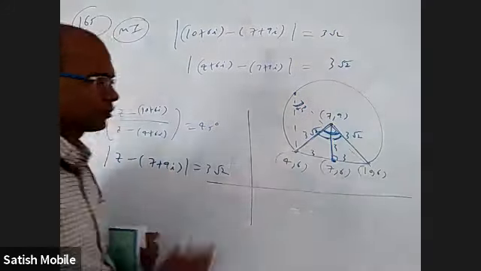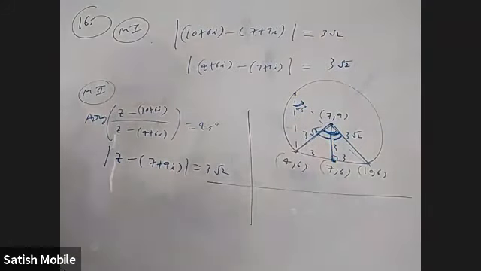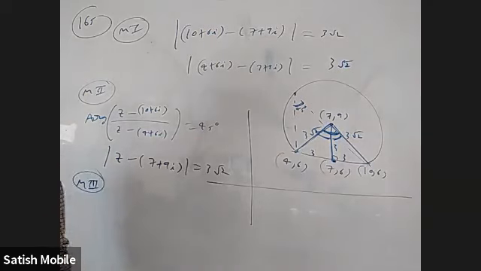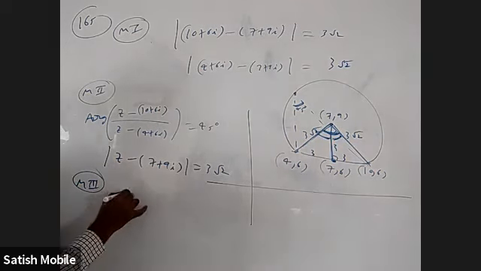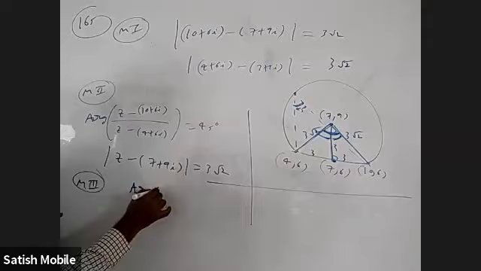It is not a thorough explanation, but this one is thorough. You can see everything in the figure. And method 3: sometimes even if the question is very complicated, you take z as x plus iy, and everything comes very easily. Here I'll write z as x plus iy.